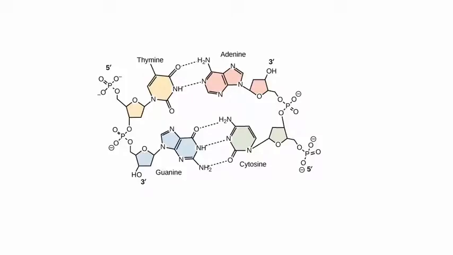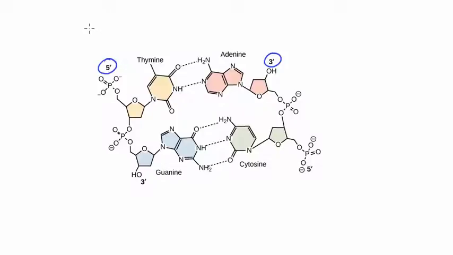Here we have a close-up look at the structure of a double-stranded DNA molecule. So a few things to point out here is notice that the 5' end of one strand is going to be across from the 3' end of the other. So that's that anti-parallel nature that we would talk about.